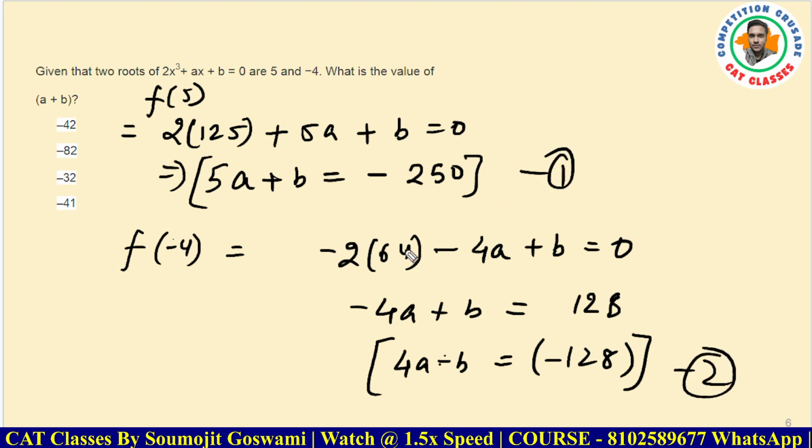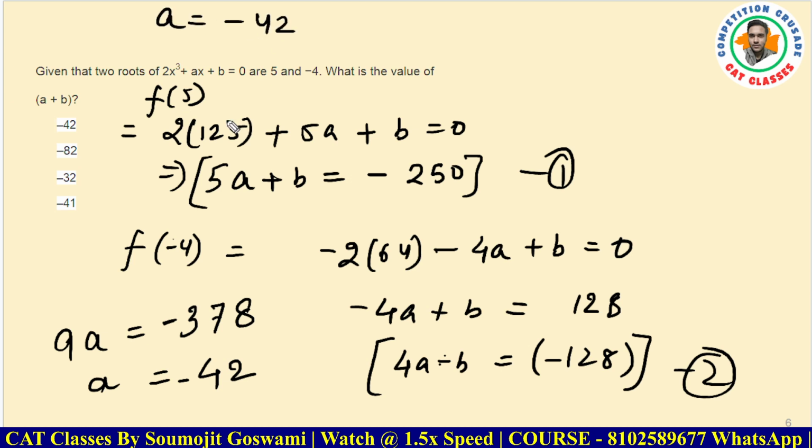Now you do the drill, you just add these two. You will typically get 9a, b and b cancel, 250 and 128. So this is going to be minus 378. A will come out to be 378 divided by 9, which is 42, so a comes out to be minus 42. Now you substitute the value of a in any of the equations and you will get the value of b. So I will do that over there only.